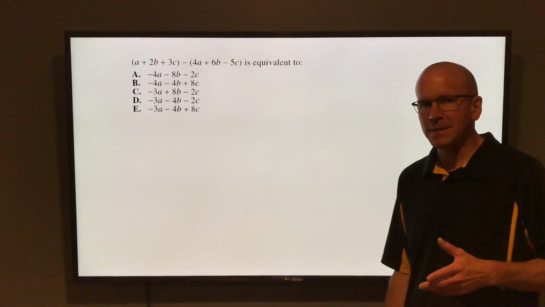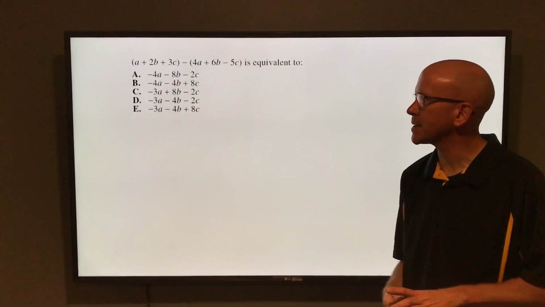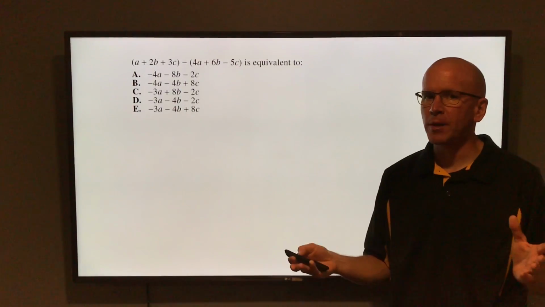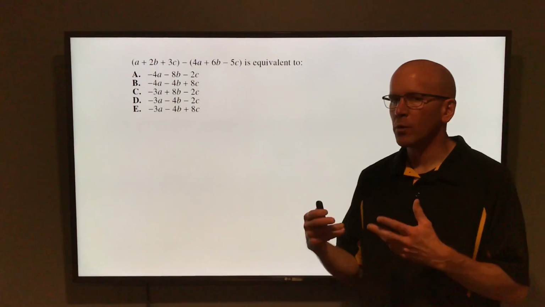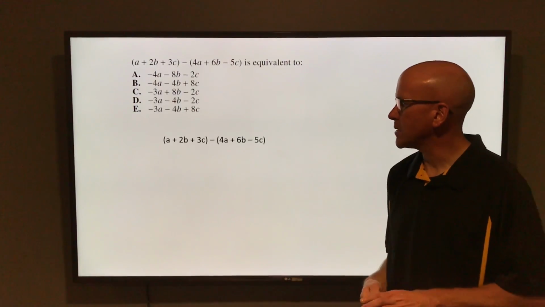Do not miss this one. A plus 2b plus 3c minus the quantity 4a plus 6b minus 5c is equivalent to which of these? Very simple. Remove the parentheses, combine the like terms. What will get you here is a negative sign. Going to distribute that negative sign through that second set of parentheses.